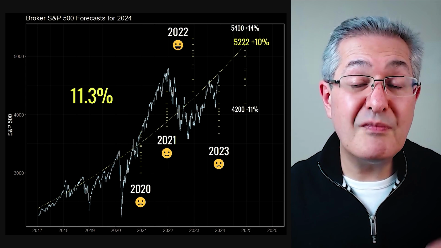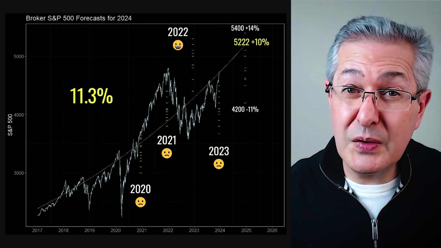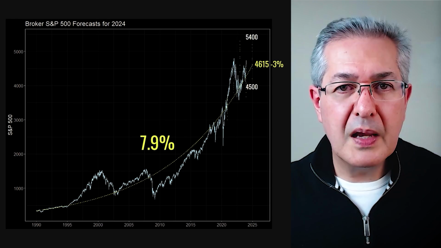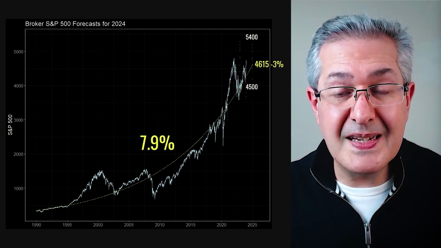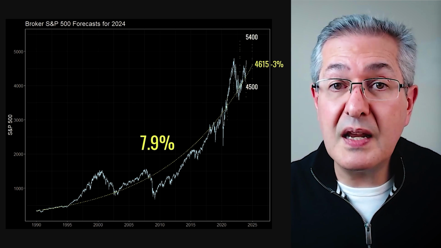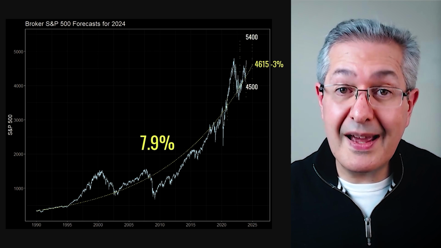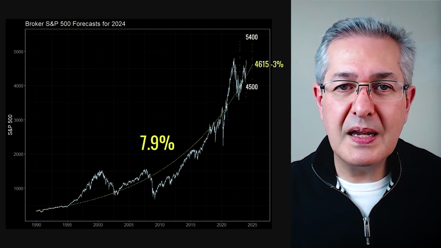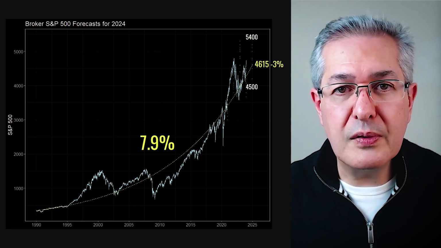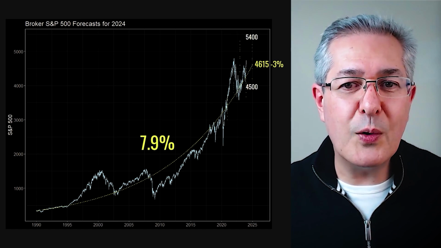Now, of course, this 11% trend growth that we see over this period since 2017 includes the period of zero interest rates. If we go back further in time to 1990, the growth rate diminishes to 7.9%. And again, extrapolating that would put us roughly at where we are now for the S&P 500. In other words, a year of no growth. And that would be roughly in the middle of the pack for the broker forecasts for 2024. So next year we can have another laugh about this to see how accurate those forecasts were.